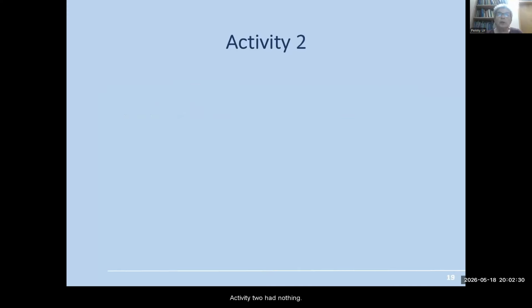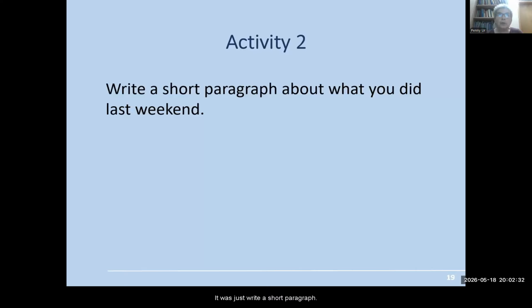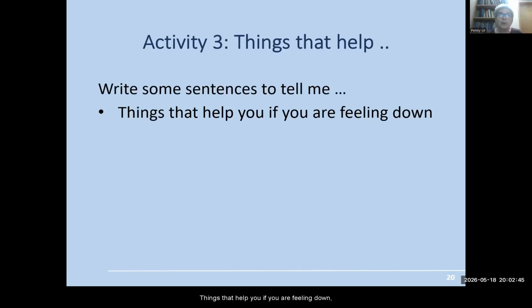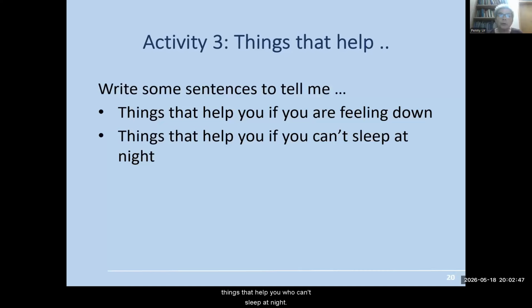Activity 2 had nothing, it was just write a short paragraph. Interestingly, it was the one which got the least votes. It was the one which people found most boring, although it was personalized, as what you do. Things that help you if you are feeling down, things that help you who can't sleep at night. And again, I gave some scaffolding here. It helps me if. And I agree with you that students do need that scaffolding.